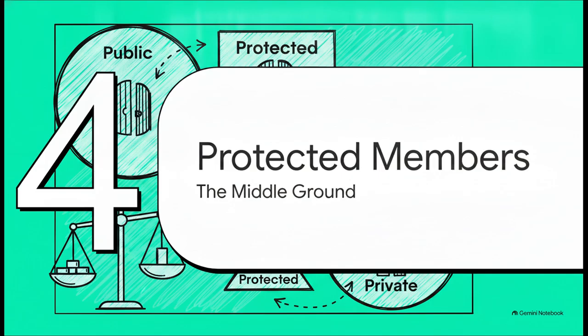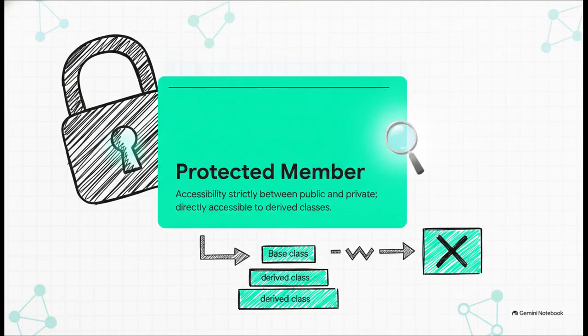Next up, Section 4, Protected Members and Access. We talked about public and private earlier, but now we're getting into the middle ground of accessibility.